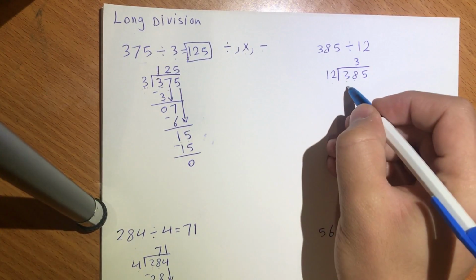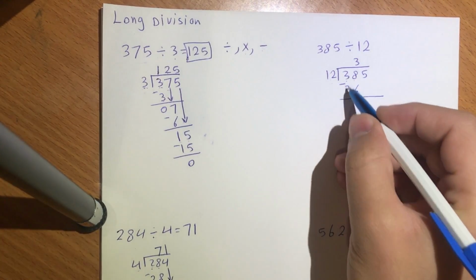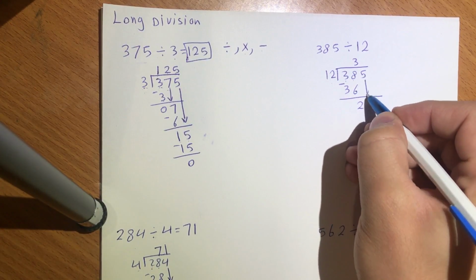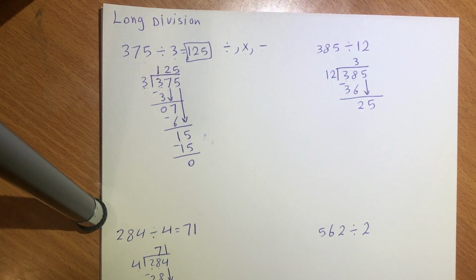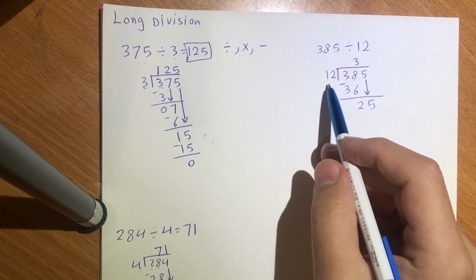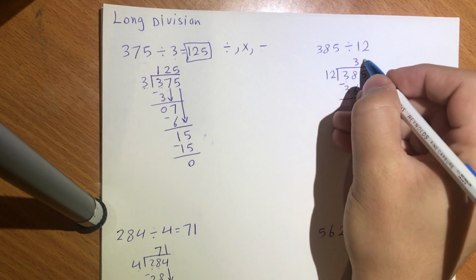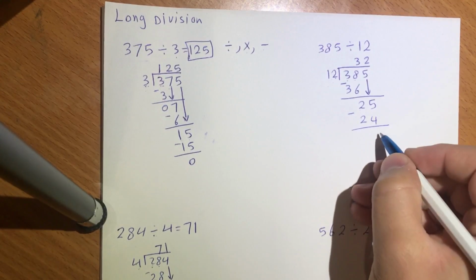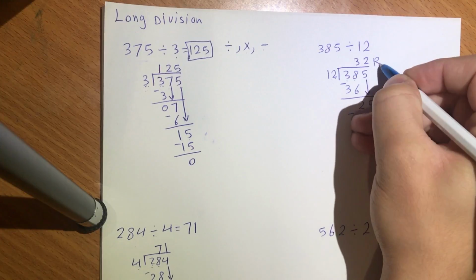3 times 12, 36. Subtract that, 8 minus 6 is 2. 3 minus 3 is 0. It's obsolete to write that down, so I'm not going to write it down. Bring in the next number. 25 divided by 12, it fits inside. I can fit 12 inside of 25. However, 25 is not in the table of 12, so we can decrease it down to 24. 24 divided by 12 is 2. 2 times 12 is 24. Subtract, that will give you a 1, a 0. No need to write that 0.